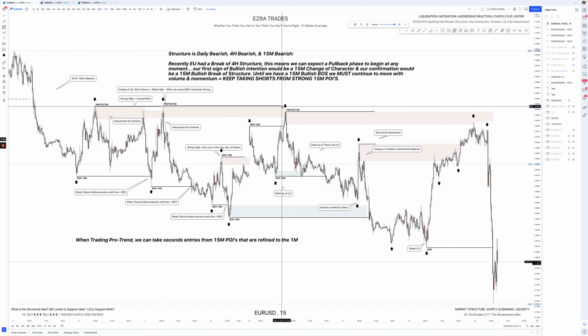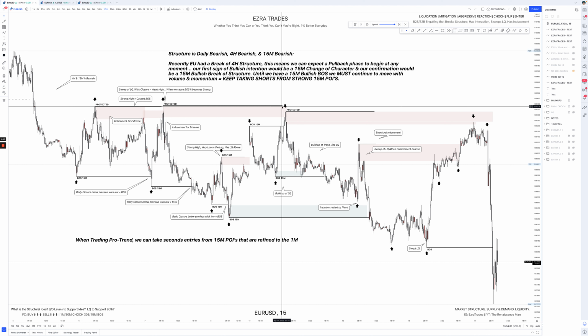and this is how to take a 15-minute point of interest and refine that 15-minute point of interest down to the 1 minute or the seconds time frame. And the idea behind that is so that you have such a small refinement that is less than 2 pips or so, right? So that you're able to take a seconds time frame entry from that refined entry within the 15-minute point of interest. When we're trading 15-minute points of interest, they can range anywhere from like 3, 5, 8 pips, whatever it is that they are.